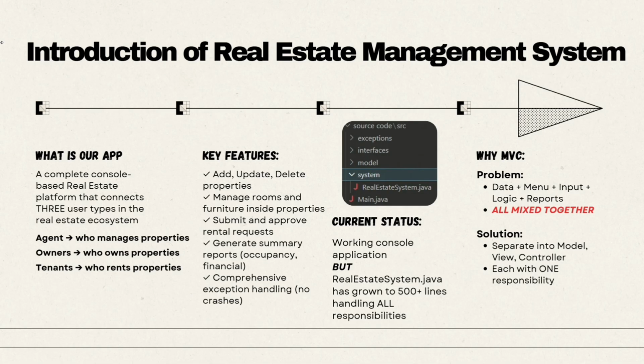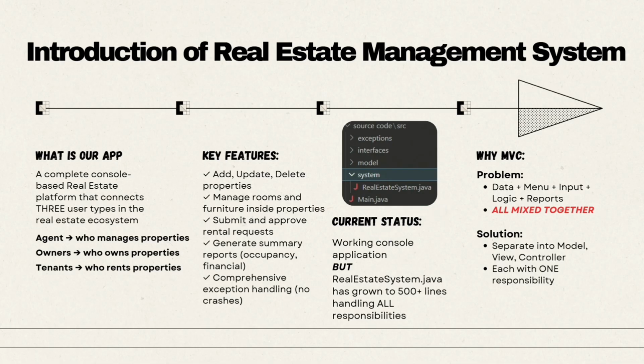Our app is a complete real estate management system that supports three user roles: first, the agent who manages property; second, the owner who owns property; and third, the tenant who rents property. The key features include property management, room and furniture management, rental request processing, report generation, and comprehensive exception handling. Currently we have a working console application.